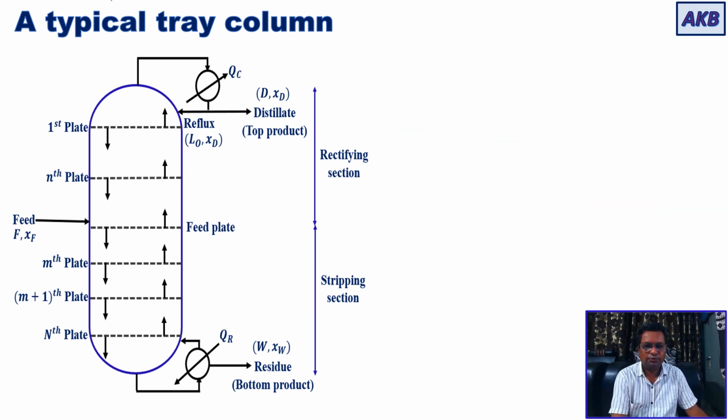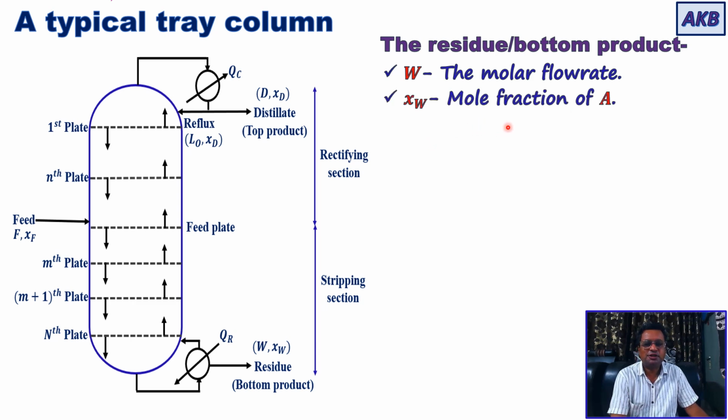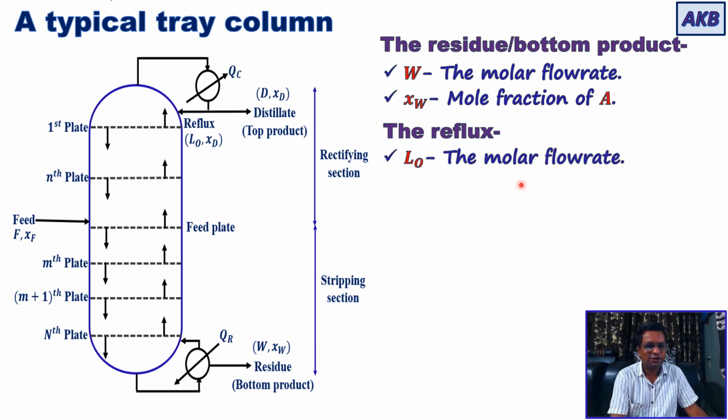Okay, now the residue or the bottom product. We just understood how the feed solution is represented and how the distillate is represented. Now let us see how the residue or bottom product is represented. For residue or bottom product, W represents the molar flow rate and XW represents the mole fraction of A in it, that is, the mole fraction of the more volatile component in it. For reflux, L0 will be its molar flow rate and XD will be the mole fraction of A in it.